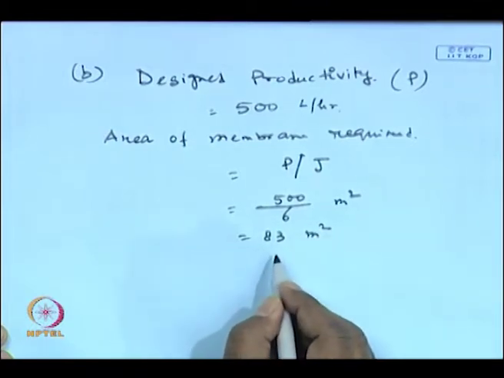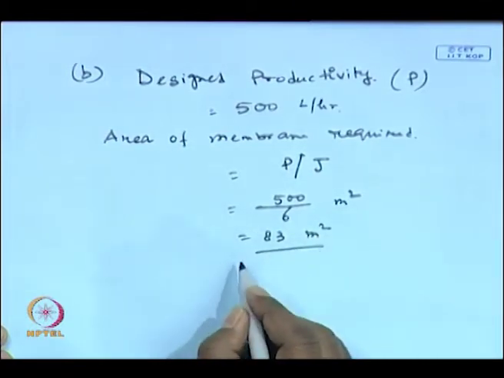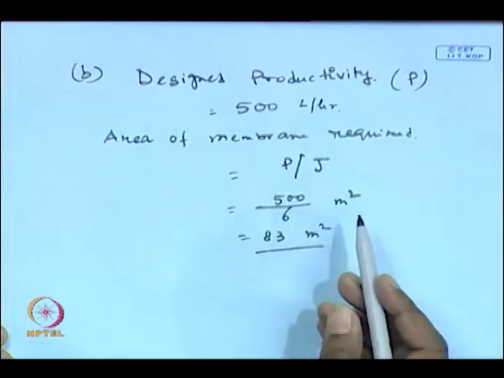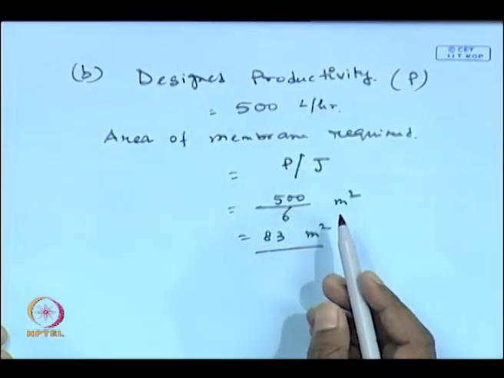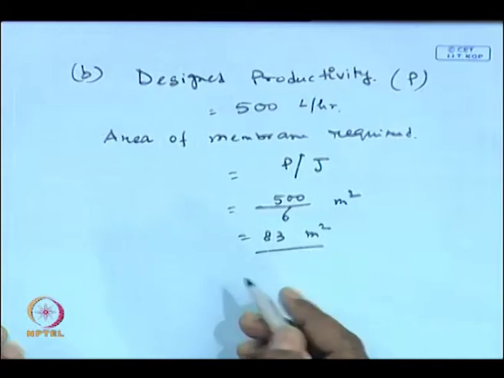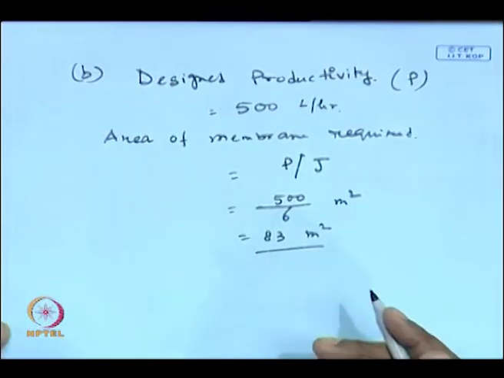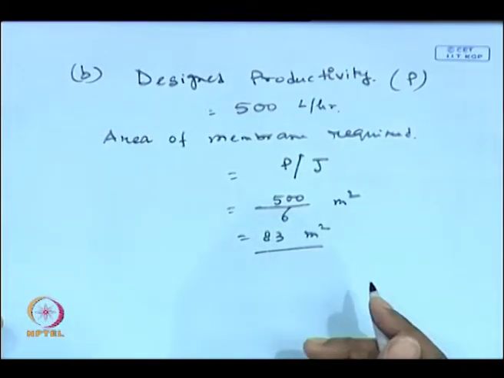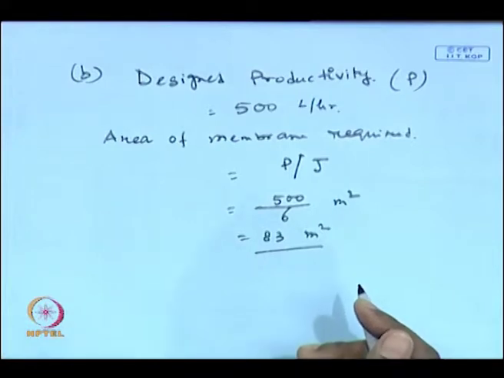Around 83 meter square of membrane area you will be requiring to achieve a productivity of 500 liter per hour. Now, how to achieve 83 meter square? That is a pretty high number. So, you can either take a spiral wound module, or a hollow fiber module, so that the membrane area will be higher, or you can take a number of small modules, not in series, in parallel. So, the area will be more.